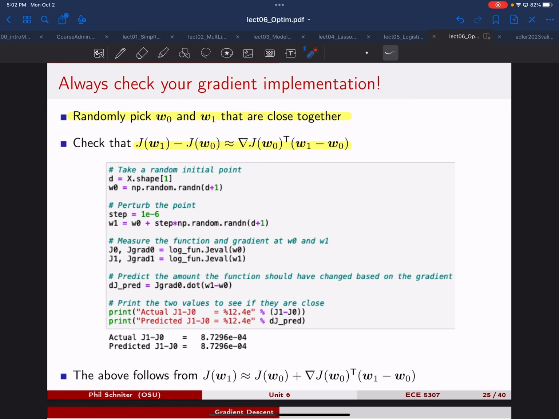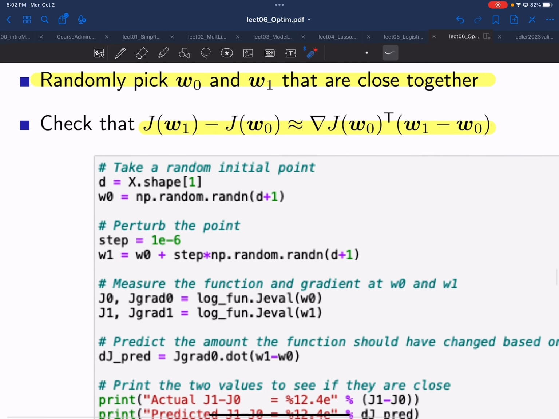So here's how we do it. First, we extract the dimension that we need, which is just the number of features. Then let's make a random W0 vector. So this is numpy.random.randn, which is normally distributed or Gaussian, zero mean, unit variance. So this is just a random vector of weights. Now we're going to make W1 close to this.